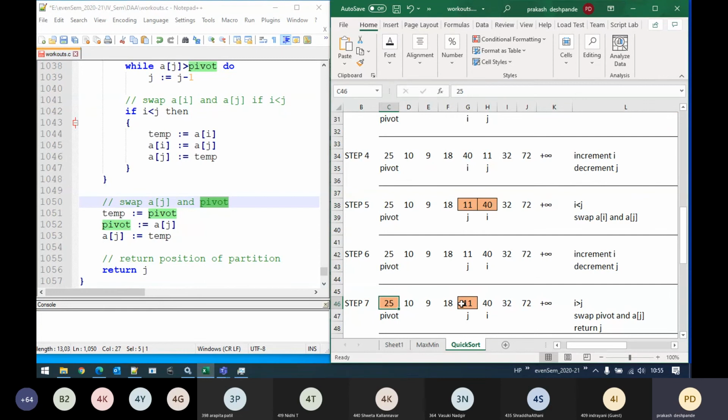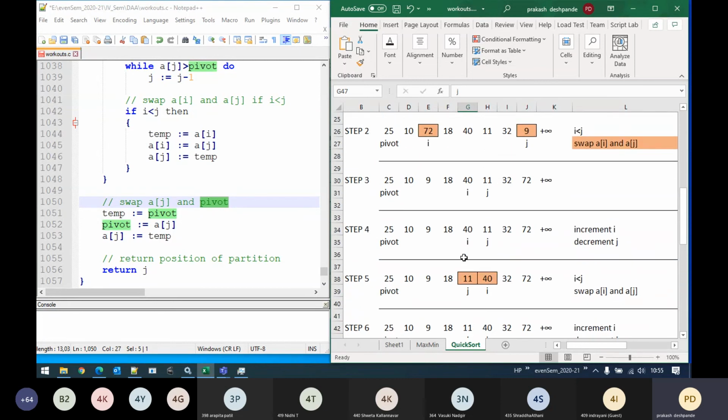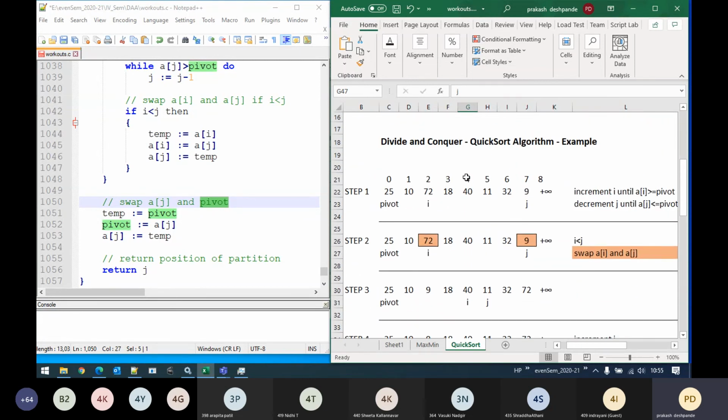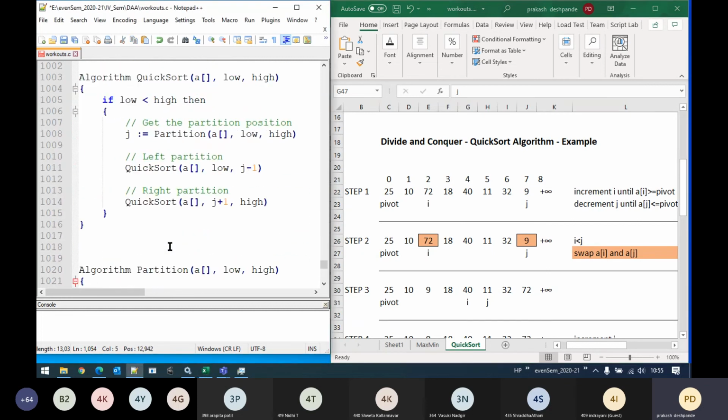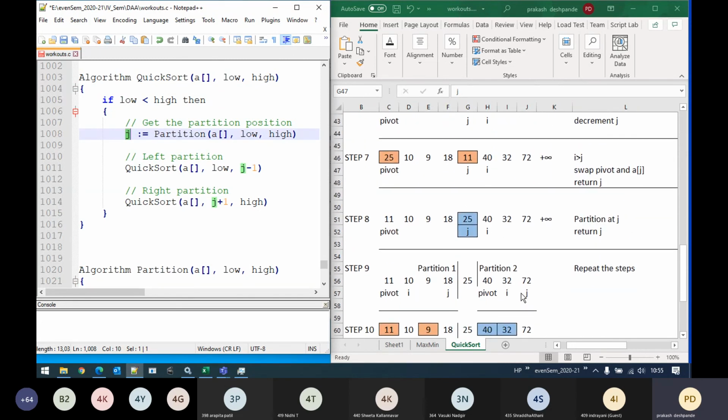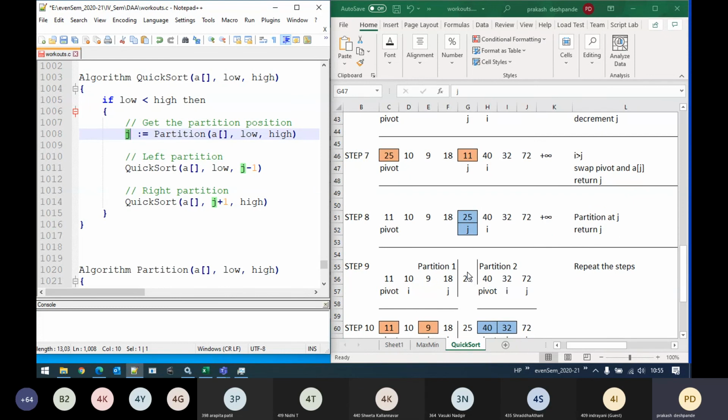Once the swapping is done with the pivot and A of J, we return the position, that is J. Here J is nothing but 4. So this 4 will be returned back. Once J is returned, the algorithm comes back to the quicksort, where J is taken as 4. Then we found the partition value. Look at the diagram, we have found the partition. At this 25, we make the first partition on the left side, and the second partition on its right side. So we got 2 partitions.